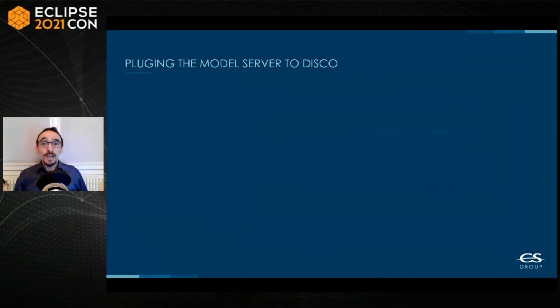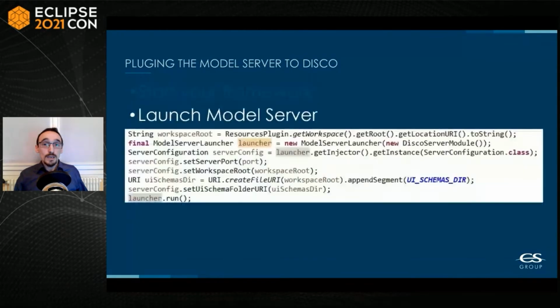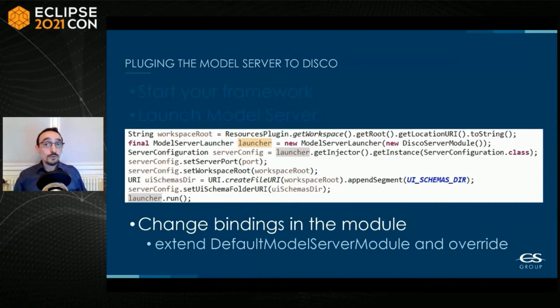If you have a complex framework like CDO, you want to plug the model server on top of your own framework. So first, you start everything you need for your framework. Then you create a model server, you configure it, and finally, you actually launch the services. Everything else you need to configure, you'll be able to change with Guice bindings. You just extend the default Google Guice module and overwrite whatever you want to change.